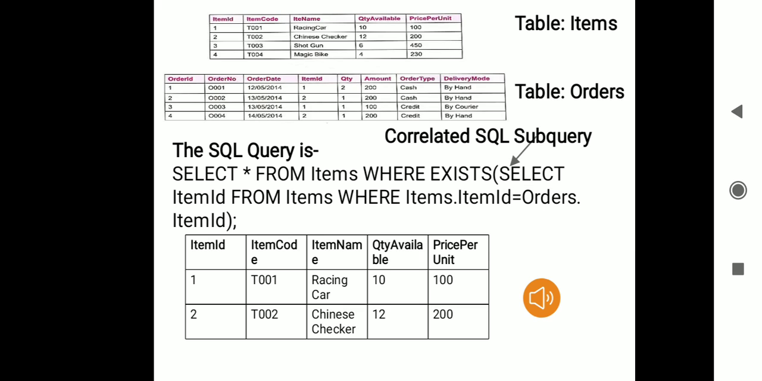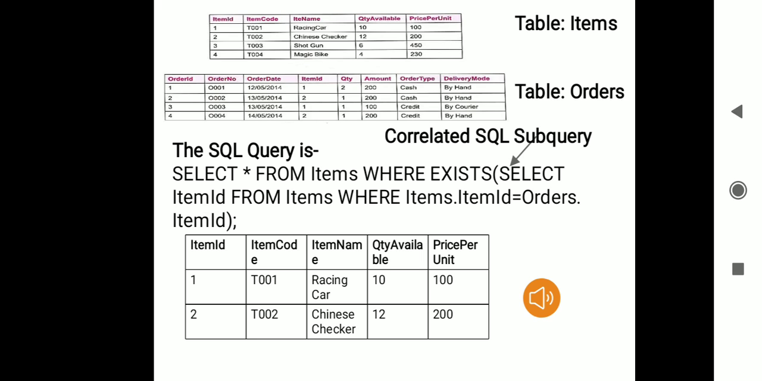In this slide, I will demonstrate the concept of an exist operator with the help of a correlated subquery. Now consider both the tables items and orders. See the query. The query says select star from items, which is the first line. This is the outer query.